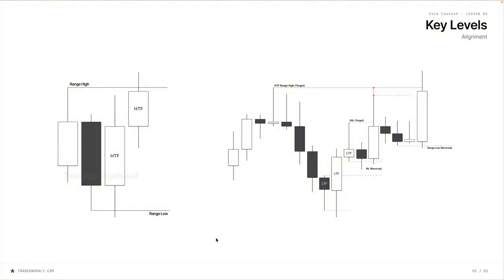So now let's talk about key level alignments. This is essentially aligning a higher time frame model with an aligned model, or a model within a model. So what does that look like? We have a higher time frame universal model, right?